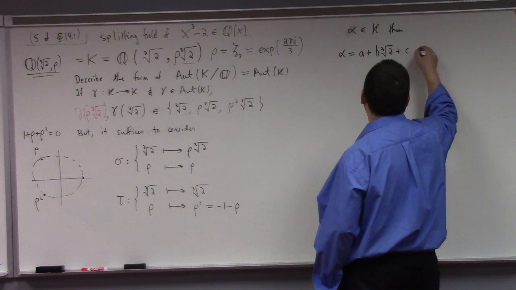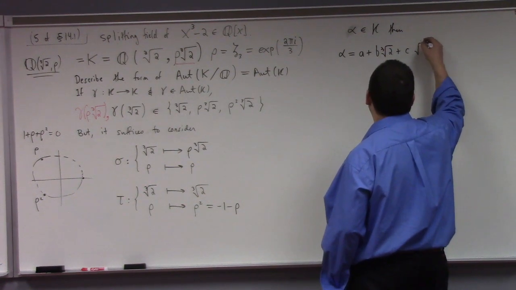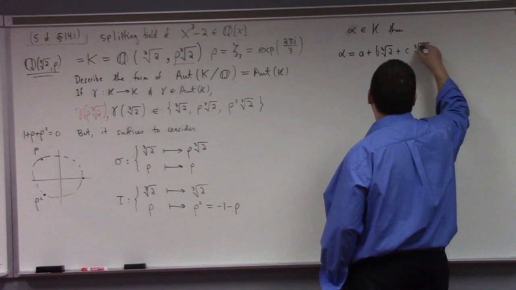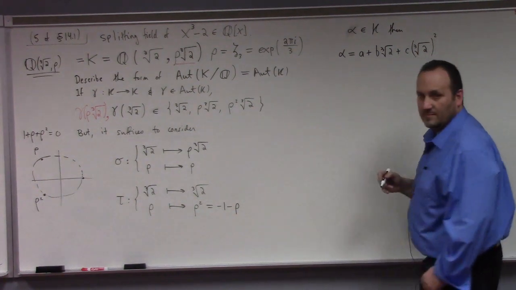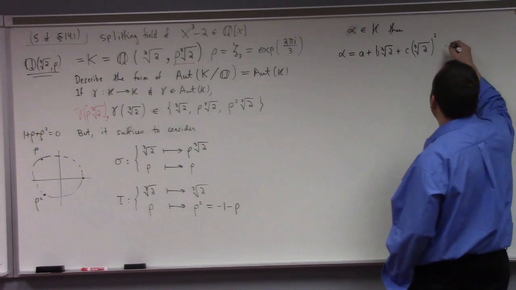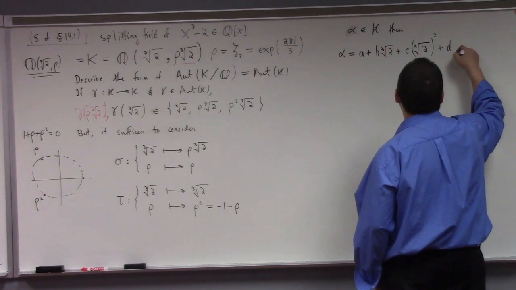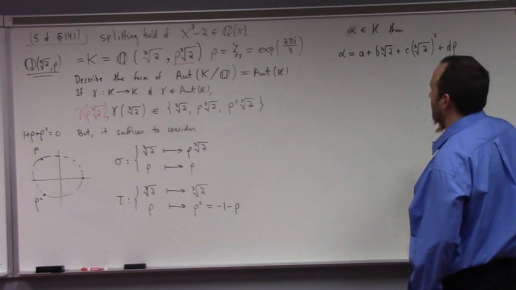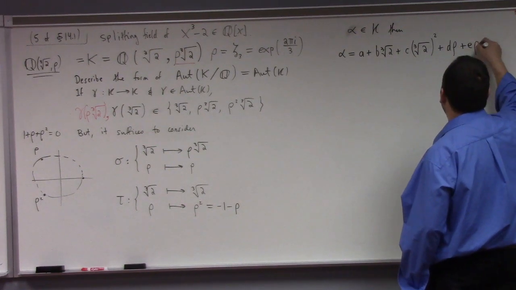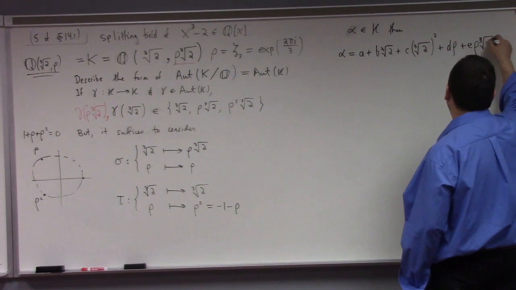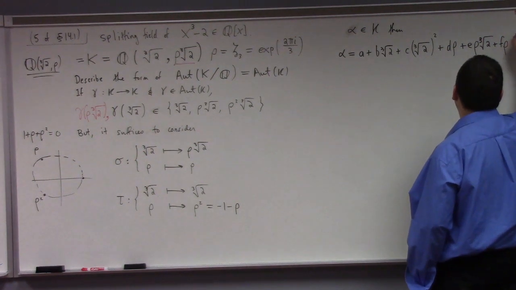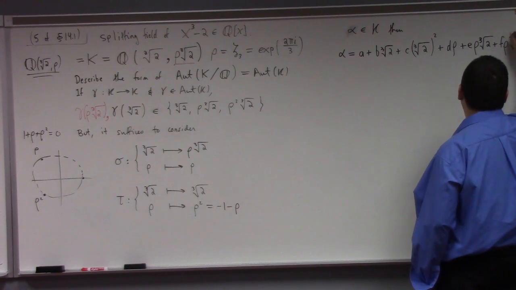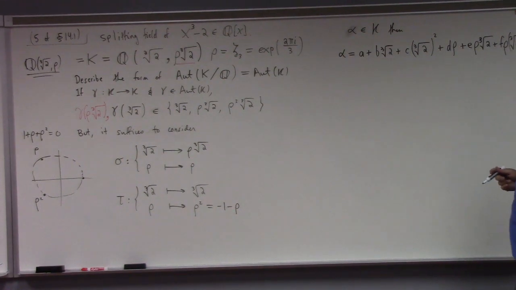Let's stick with that. c rho, plus the rho cube root of 2. Well, now it's a question of ordering, right? Cube root of 2 squared, right? And then plus d rho, plus e rho cube root of 2, plus f rho cube root of 2 squared. I think that choice of basis is probably most clear for understanding sigma and tau.